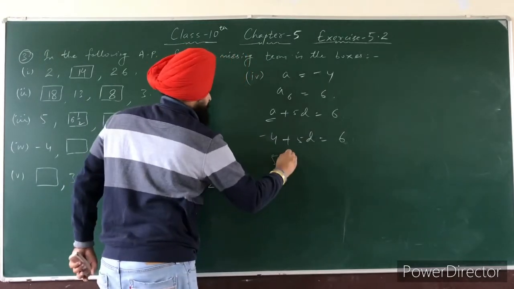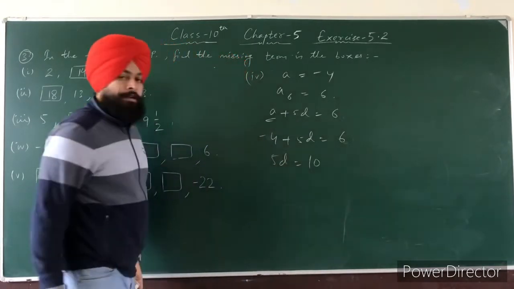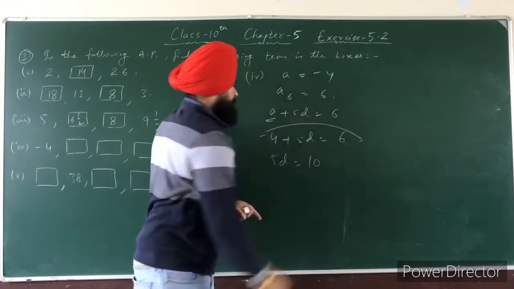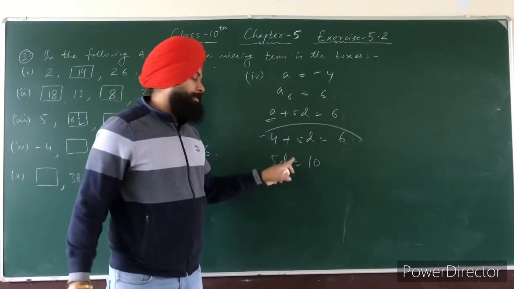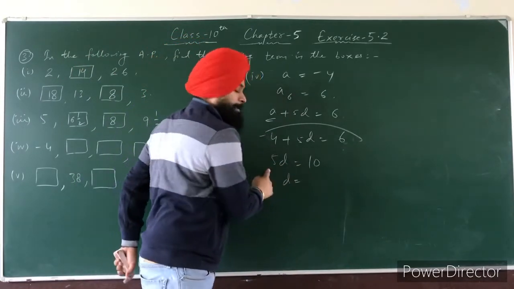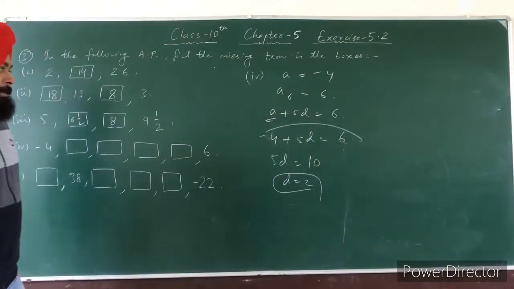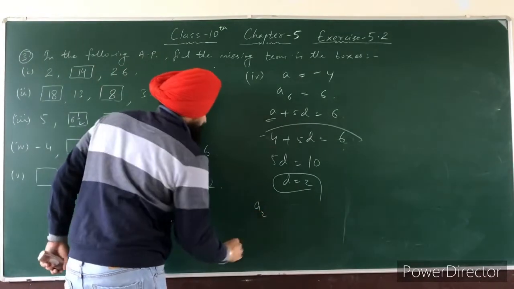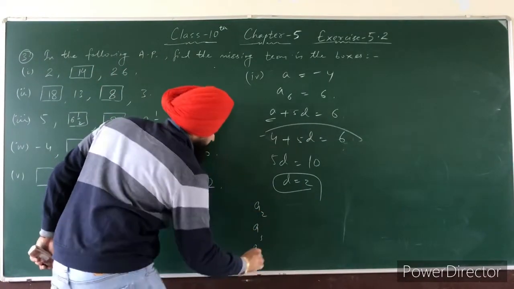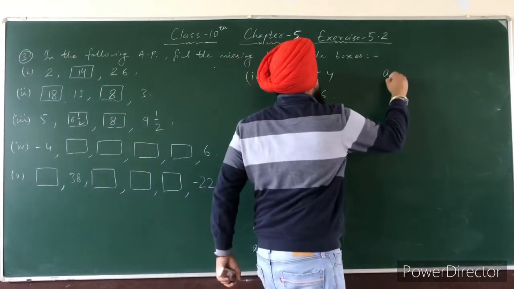Now you can write 5D is equal to how much? 10. Take this -4 on the other side. It is added with 6. So 6 plus 4 is 10. And D is what? 10 by 5? 2. So the common difference is 2 here. Now we can find A2, A3, A4 and A5.